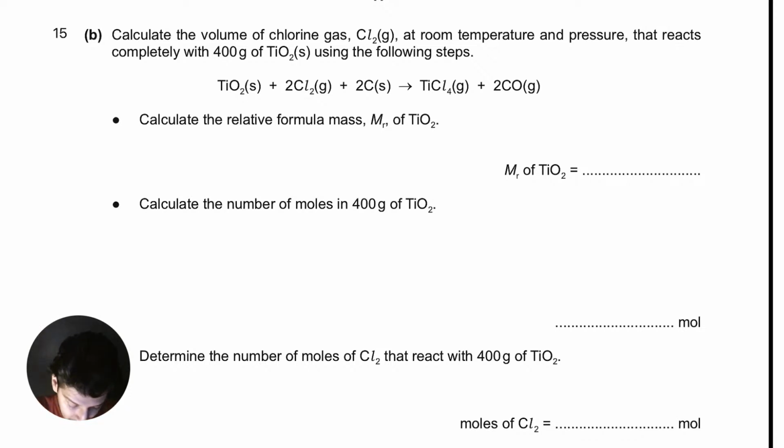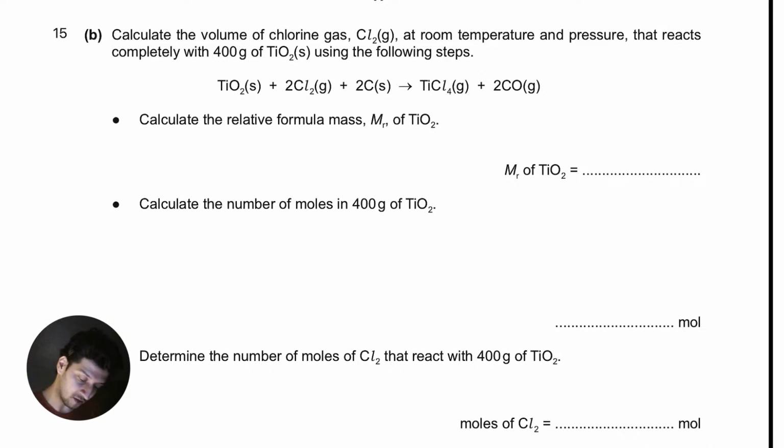Okay, let's start. Last question. Calculate the volume of chlorine gas Cl2 at room temperature and pressure that reacts completely with 400 grams of titanium oxide using the following steps. What time is it? 2:40. 40 minutes and we're tired.